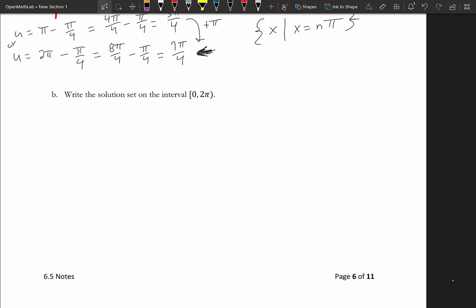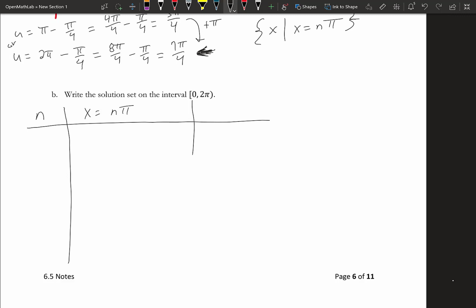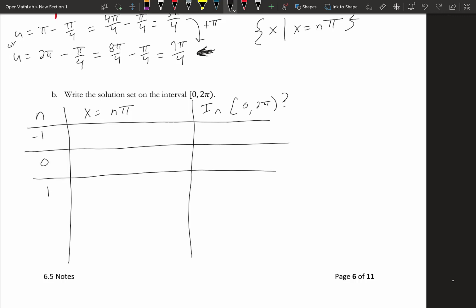Right, so then part B, just like the others, we're trying to think about what the solution set would be if we were stuck in the interval 0 to 2 pi. So if I have x equals n pi, then in the next column, is it in the interval 0 to 2 pi? We can figure that out. So we have -1, 0, 1, and 2.